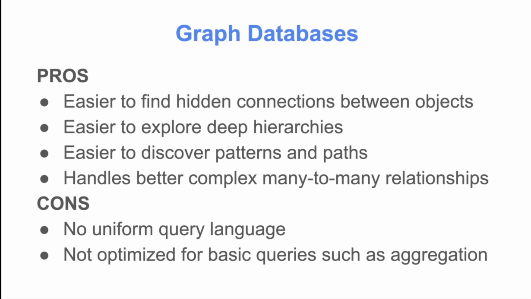Another thing is that graph databases are not really optimized for basic queries such as aggregation. What I mean here is, for example, if you want to find the sum of a whole bunch of values. For a relational database, you're just summing one column of a table, which is really easy and really fast. Or maybe you're trying to find the mean, the median, or something like that. If you're doing aggregate operations, relational databases are really optimized for those.